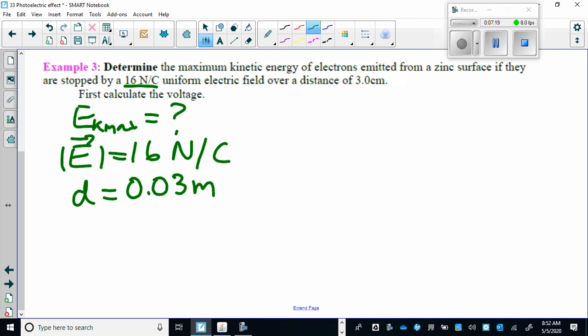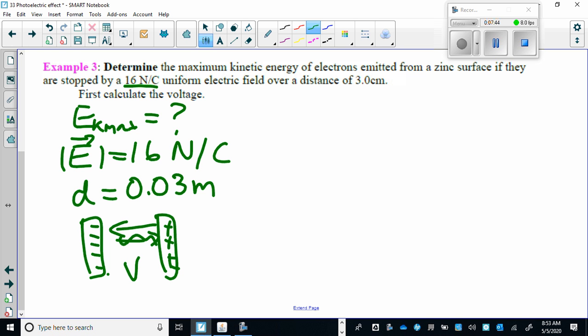or 0.03 meters. So again, we have parallel plates here, one positive, one negative, and in this case the electrons must be going that way, because if they were going the other way, they would be attracted to the positive plate. It doesn't make a difference. We're just dealing with parallel plates, and what we need to know is the voltage between these plates. So in step 1, we can calculate the voltage between the plates, and that will be the stopping voltage, because it says they are stopped by a 16 newton per coulomb uniform electric field.